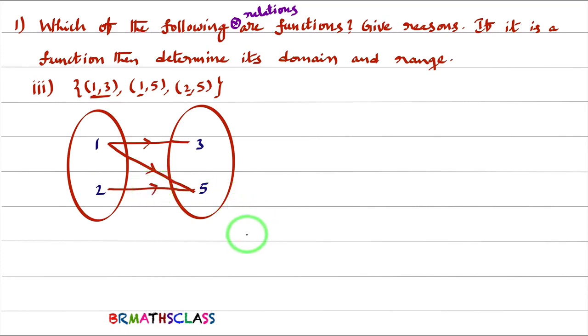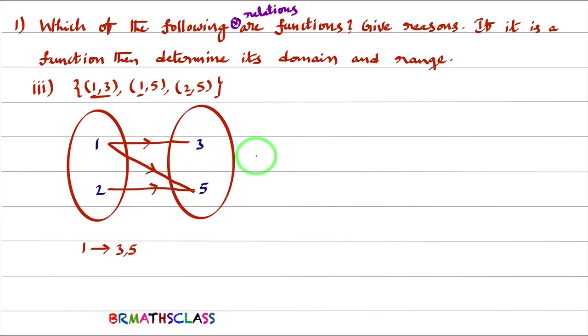Is it a function? We know that for every element in the first set, there exists only one element in the second set. You observe for the element 1, how many elements exist? There exist 2 elements. But as per the definition, for every element in the first set, there exists only one element in the second set. But here, the element 1 is having 2 elements. So it is not a function.